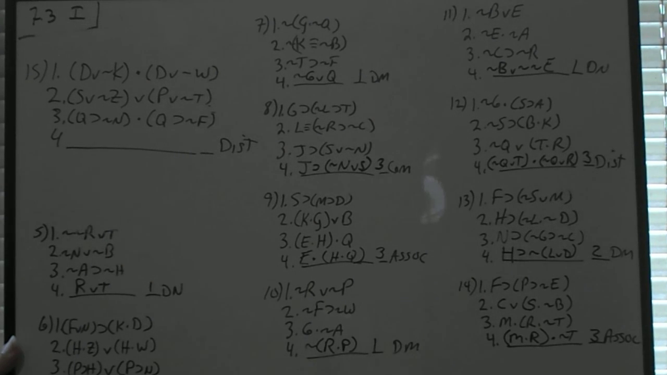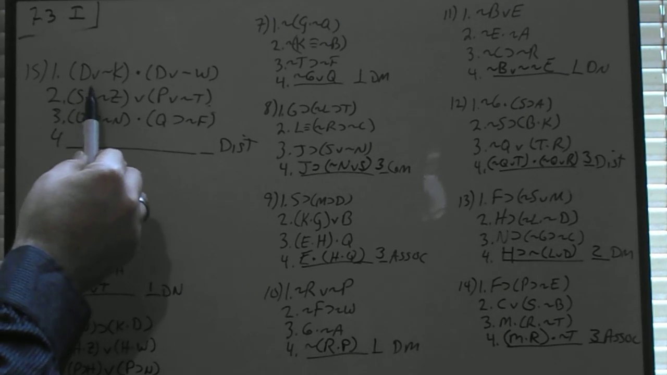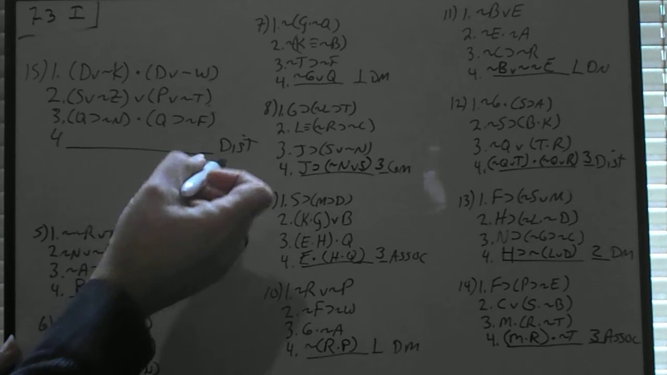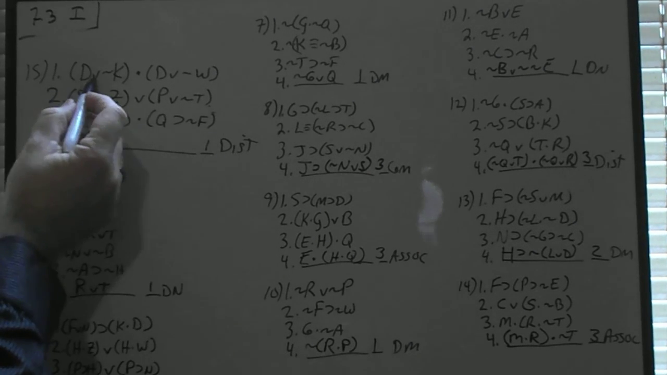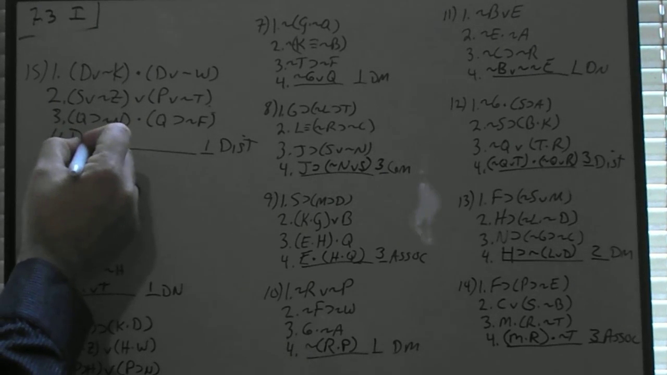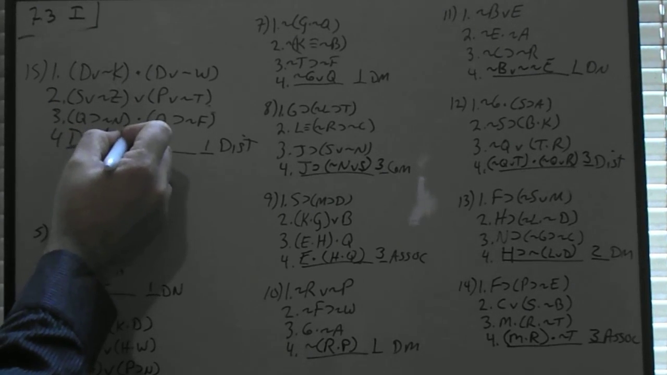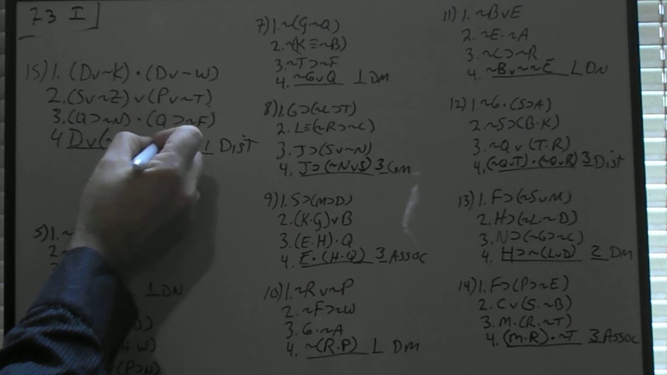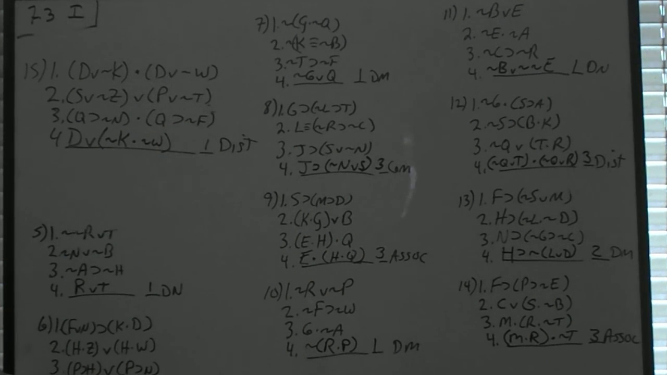With the rule of distribution, we know automatically that line 3 is out because it uses the horseshoe. Line 2 is out because it's wedges all the way across. It has to be line 1, which has the wedge and the dot. And so D or not K and D or not W would be D or, and then in parentheses, not K and not W. And that is the answers for 7.3, section 1.